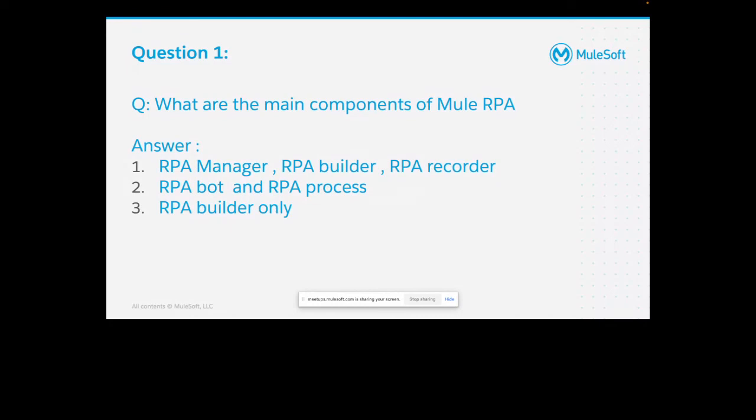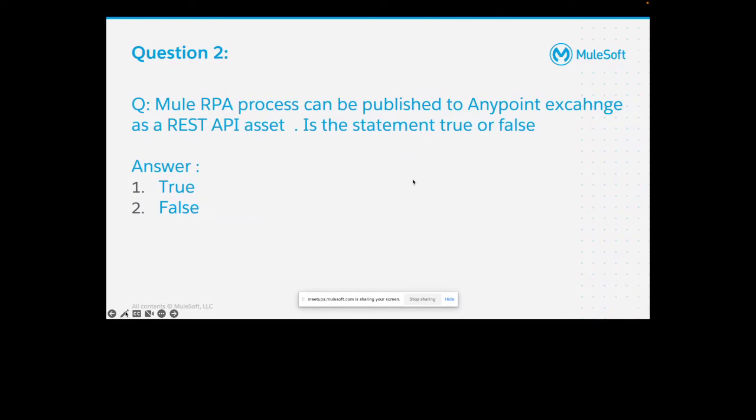Thanks. So we'll go for the next question now. The second question is: a Mule RPA process can be published to Anypoint Exchange as a REST API. Is the statement true or false?